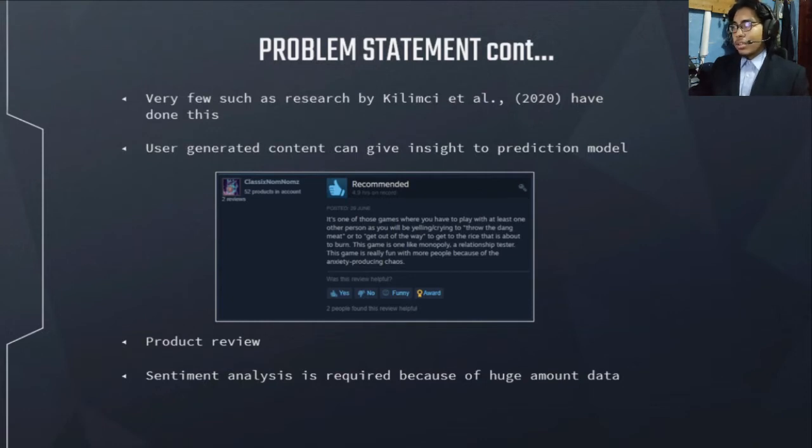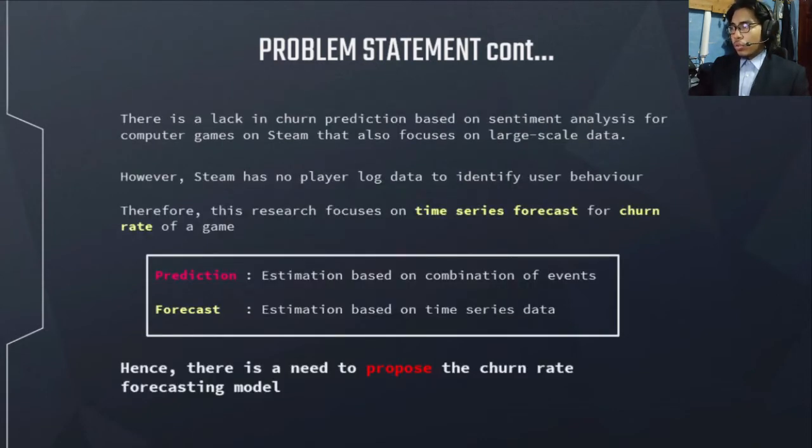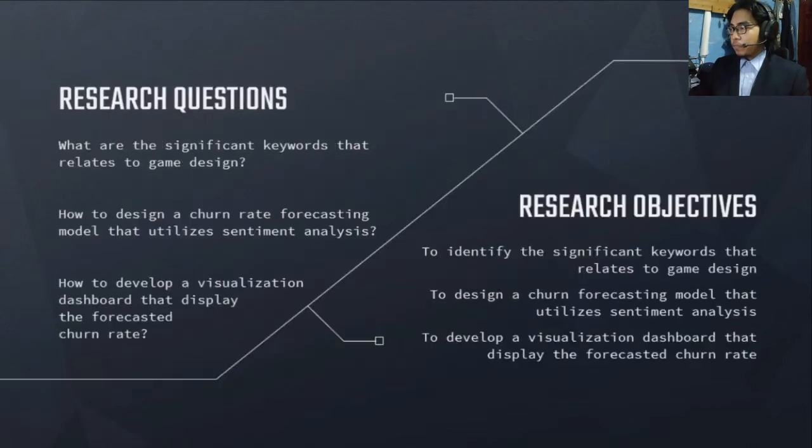User-generated content refers to content created by unpaid customers, for example, reviews. Because of the huge amount of data, developers need to perform sentiment analysis by classifying the reviews into positive, negative, or neutral to know their customers' opinion about their product. To conclude, there is a lack of churn prediction based on sentiment analysis for computer games on Steam that also focuses on large-scale data. However, Steam has no player log data to identify user behavior. Therefore, this research will focus on the churn rate of a game by forecasting what the churn rate will be in a certain time frame. Hence, there is a need to propose a churn rate forecasting model.